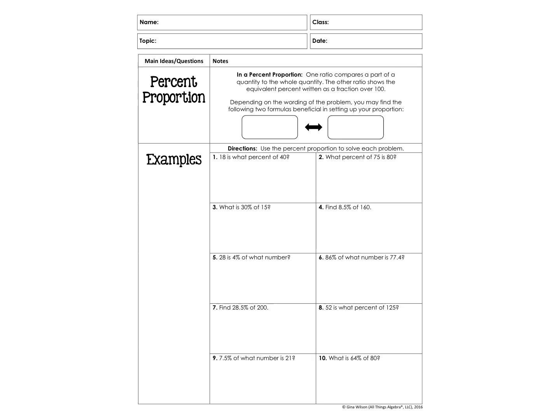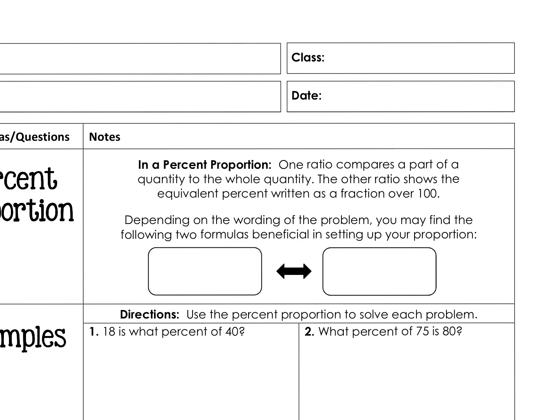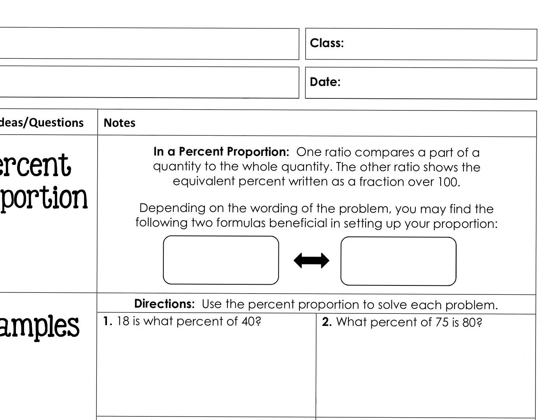All right, welcome to our lesson on percent proportions. Today is going to build directly off of what we've been doing in our proportion and ratio unit, now though with the application of percents. In percent proportions, basically what we're saying is one ratio compares a part of a quantity to the whole quantity, and the other part of the proportion is a ratio showing the percent compared to 100.